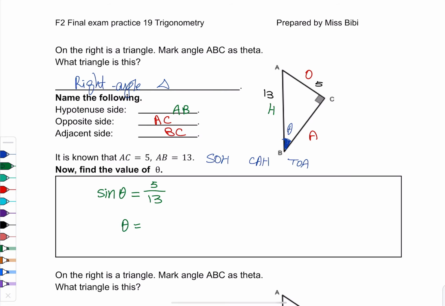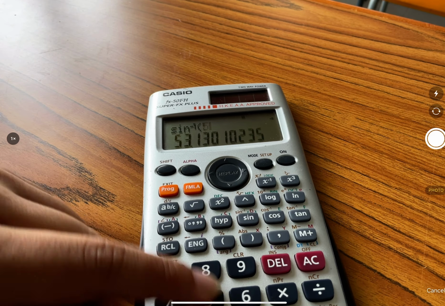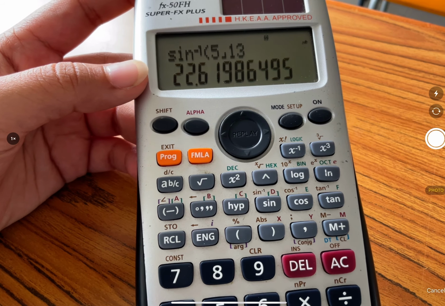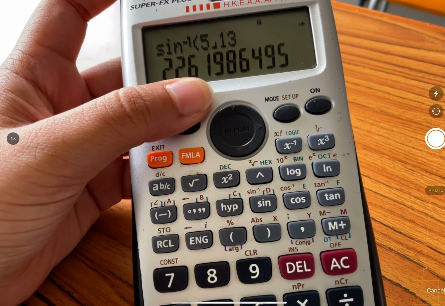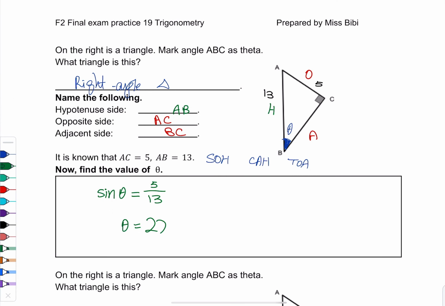So our theta will be, shift sin 5 over 13, you get the answer as 22.6. Do I have to round off? No, because the next number is small, 1 only, so no need to round off. So it's 22.6 degrees. Good.